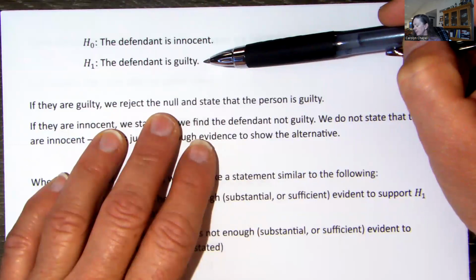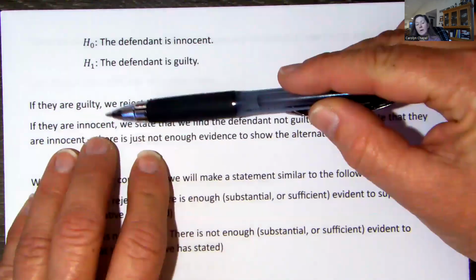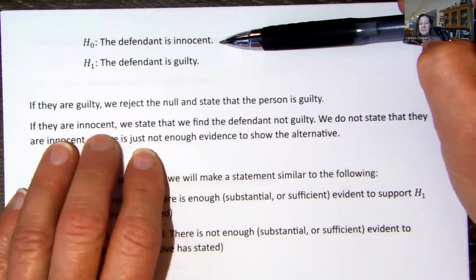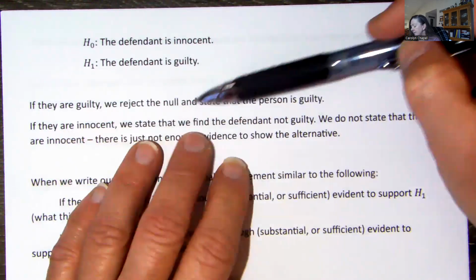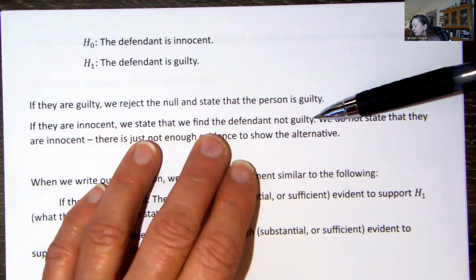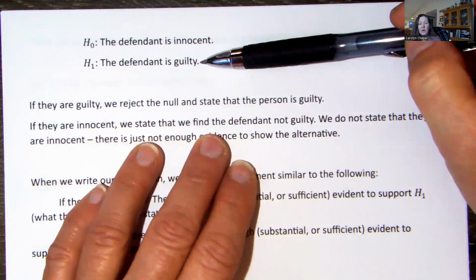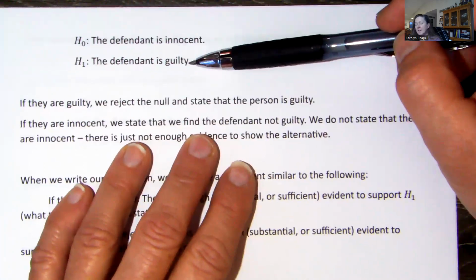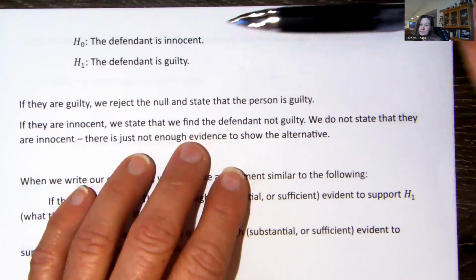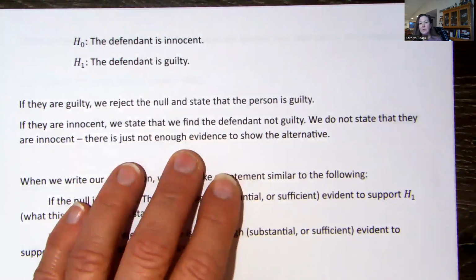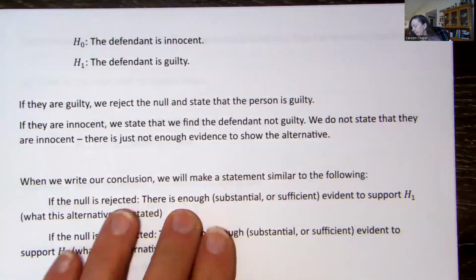He is indeed guilty. However, when we find that they were innocent, we don't say that they are innocent. We always state that the defendant is not guilty. In other words, there wasn't enough evidence to show any guilt, but we don't ever say that, yes, they're innocent. So just things to keep in mind when we are writing our conclusions.